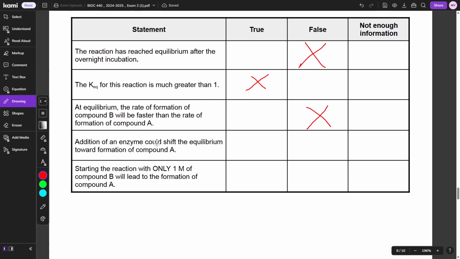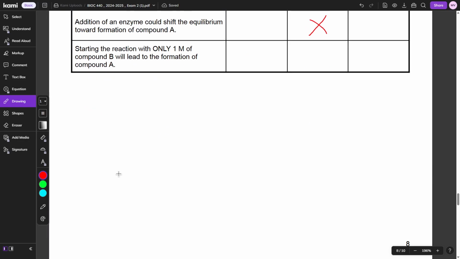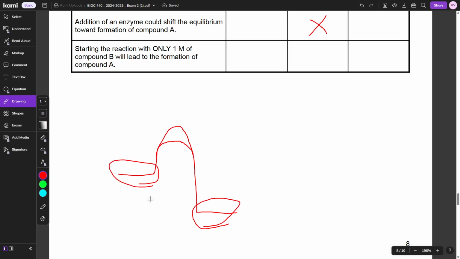Addition of an enzyme could shift the equilibrium. No, enzymes do not shift equilibriums. What do enzymes change? The transition state, which is delta G double dagger. They change the activation energy. If I have my reaction coordinate diagram, they change this, but they do not change these two positions. Simple as that.